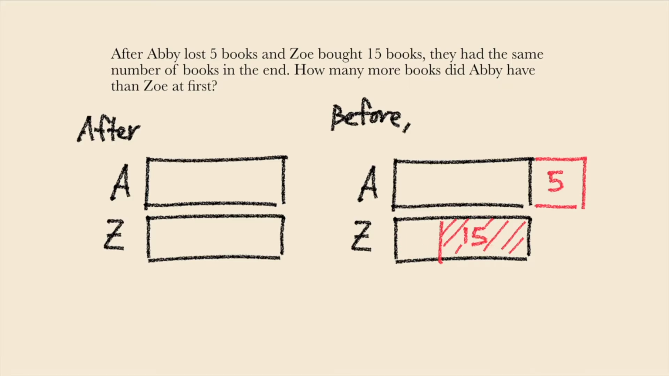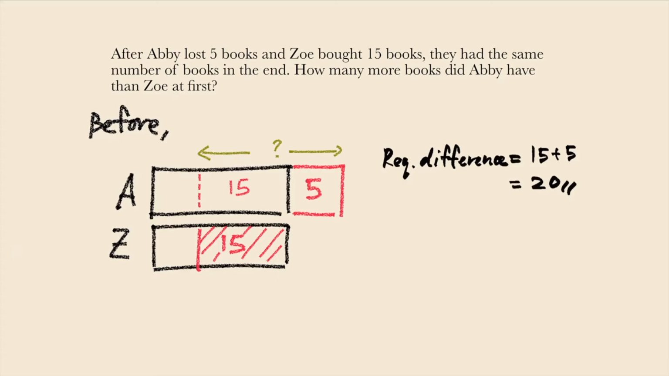Now, having drawn 15 here, we can draw 15 up there. And now we're going to show that the difference, which is what the question wants, how many more did A have than Z at first? So the difference at first was actually 15 plus 5, being 20.